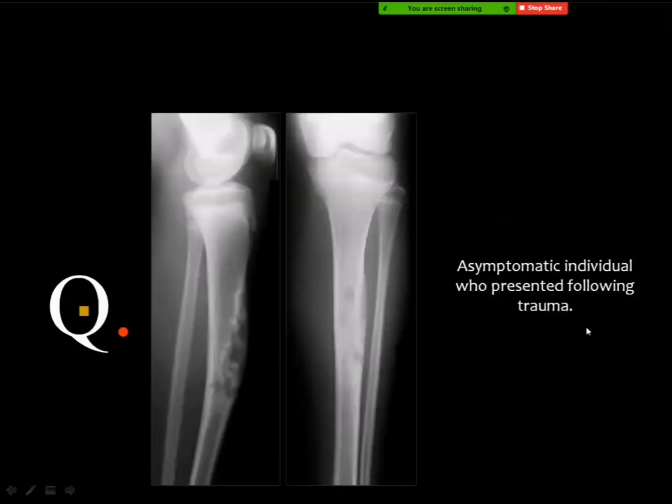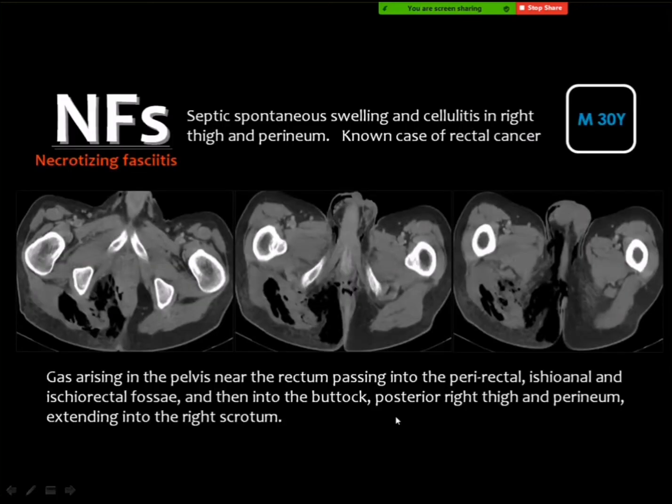Dr. Mamdouh, in MRI for necrotizing fasciitis apart from air, what are the features we can say in MRI that this is necrotizing fasciitis?